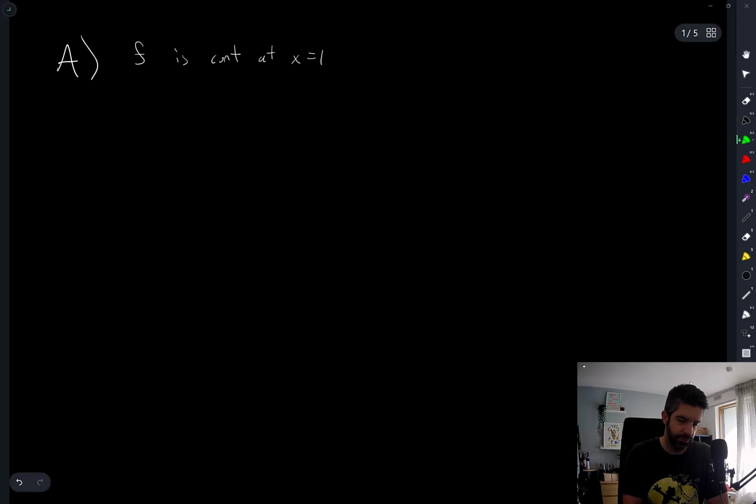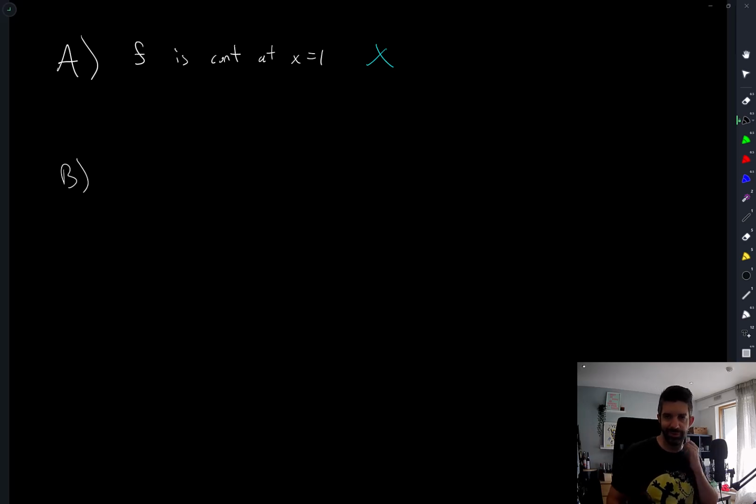That's definitely false. I mean, we could come up with counterexamples to that very easily. Almost any function that's not continuous at 1 would satisfy this, I bet. Okay, f is discontinuous at x equals 1. That's also going to be false. We can find continuous functions which satisfy this.